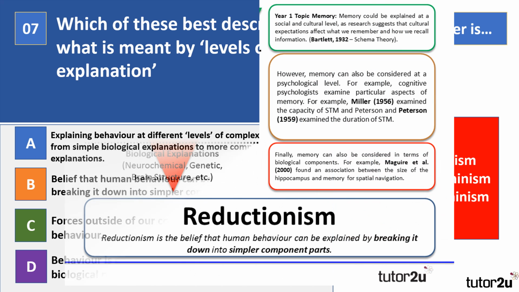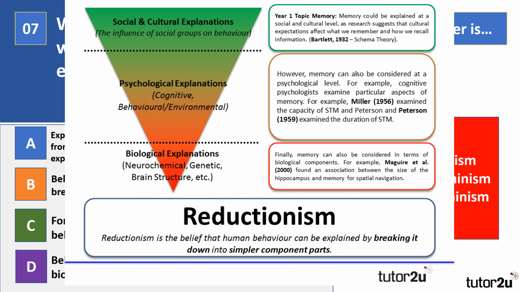So if we take a year one topic of memory as an example, just to look at how these different levels of explanation work, we can view this particular thing in lots of different ways depending upon the level of explanation that we're going to use here.